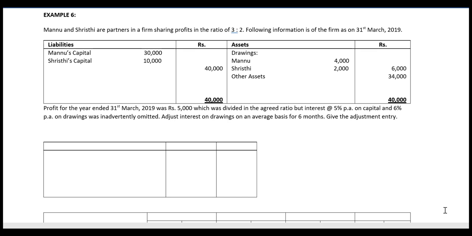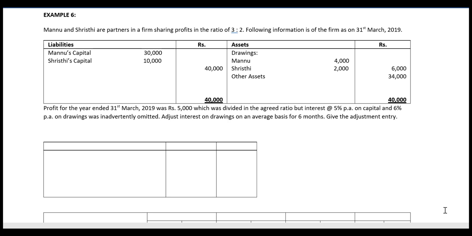Next example, example 6. Manu and Shrishti are partners in a firm sharing profits in the ratio of 3:2. Following information is of the firm as on 31st March 2019. The balance sheet of the firm is given as on 31st March 2019. On the liability side, we have the capitals of the partners Manu and Shrishti. 30,000 is Manu's capital and 10,000 is Shrishti's capital.